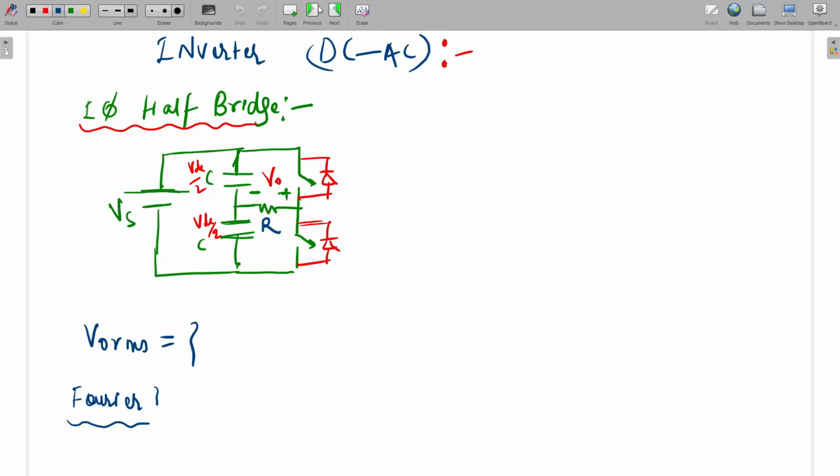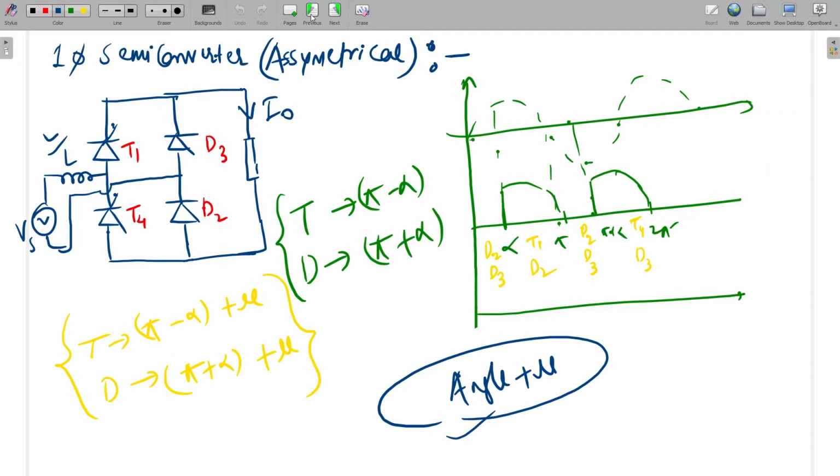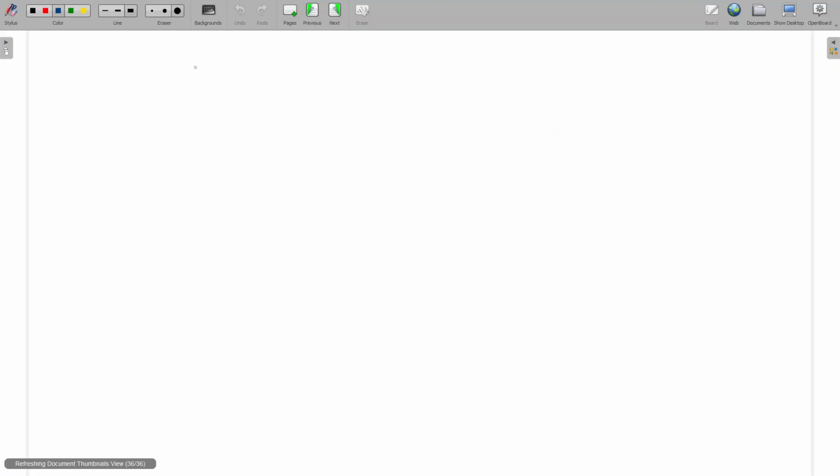Sir, one more thing I want to confirm: in case of single phase half wave, the time period will be 2 pi. Single phase half wave you are asking? Yes, sir. And in case of single phase full wave, it is pi, but in case of three phase, it is pi by 3.